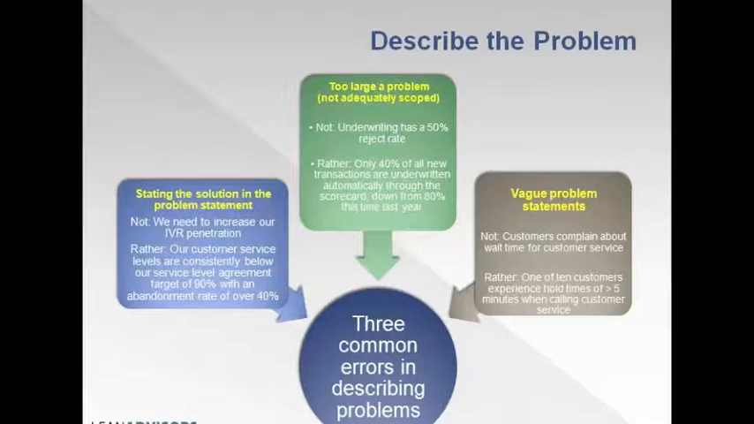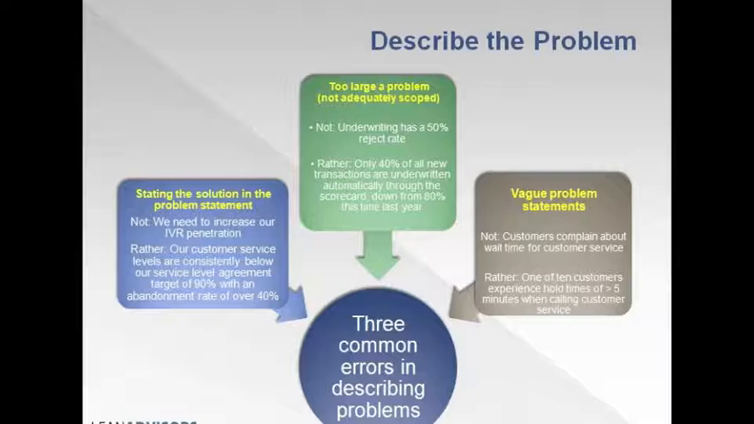Here are some examples of errors in describing problems. We get too large. Something that says underwriting has a 50% rejection rate. Okay, so what does that mean? Is that something we want to set the world on fire about? Or do we maybe only have 100 items, so 50% is 50 of them? Rather, we should say something like only 40% of all new transactions are underwritten automatically through the scorecard, down from 80% this time last year.